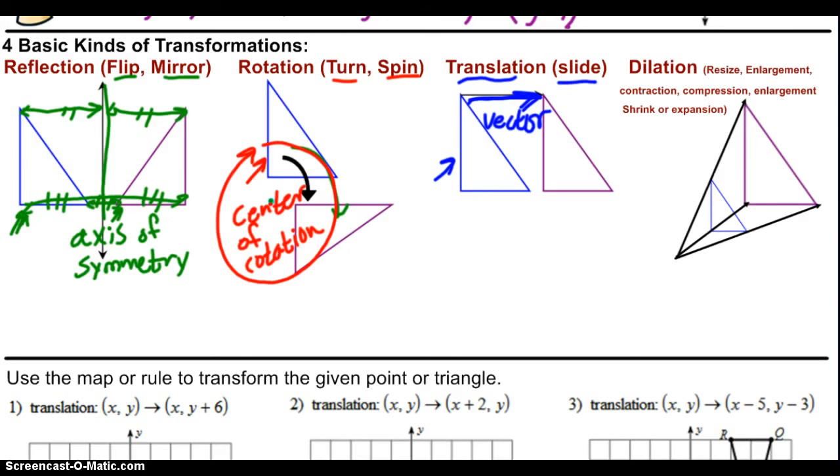The last kind of transformation we have is a dilation, which is also called resizing, enlargement, contraction, compression, shrink, or expansion, a lot of different names. All of that is saying is that we're taking our pre-image and making it either bigger or smaller. The point right here that we're making our image bigger or smaller from is called the center of dilation. Much like the center of rotation that we talked about before.